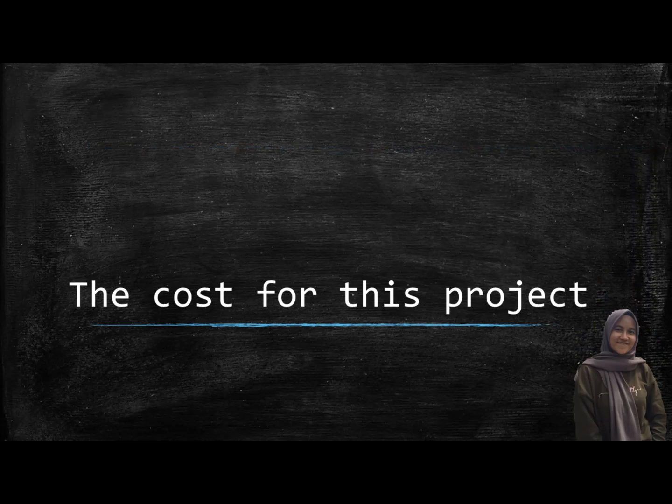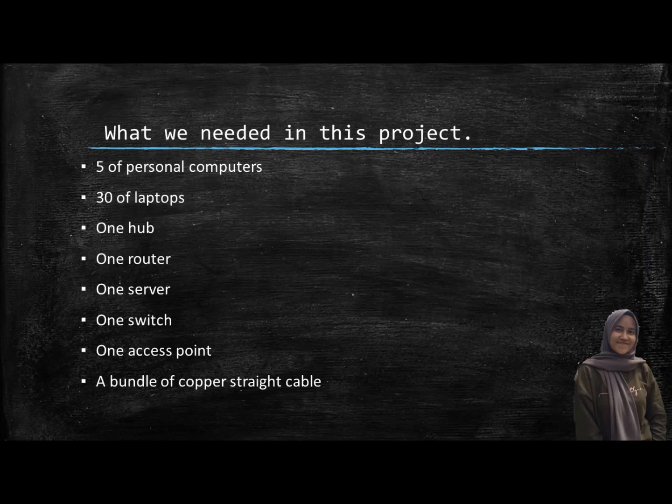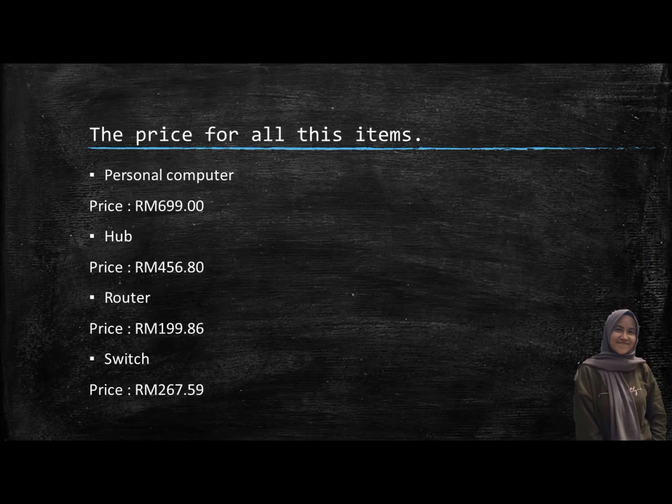Hello, my name is Noraimi Azia binti Azizo from Group 4. We are required to propose a project on research garden using wireless network. We were given 20,000 ringgit to buy the items that are needed to conduct this project. For this project, we need 5 personal computers, 30 laptops, 1 hub, 1 router, 1 server, 1 switch, 1 access point, and a bundle of copper straight cable. The price for all the items is shown in the presentation slide.